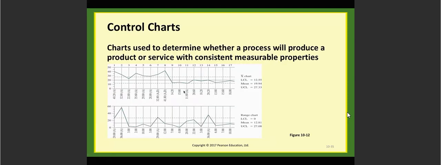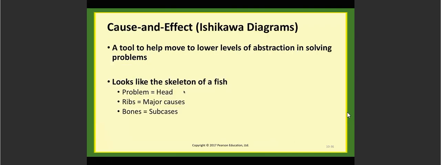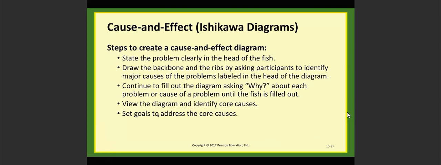Okay, control charts. This is what we're going to do next week. So I hope that during the class, you can have the calculator ready. Okay, we're going to look at control charts. The cause and effect diagram. Of course, you have done this, right? The ribs are the major causes. The bones are the sub causes.